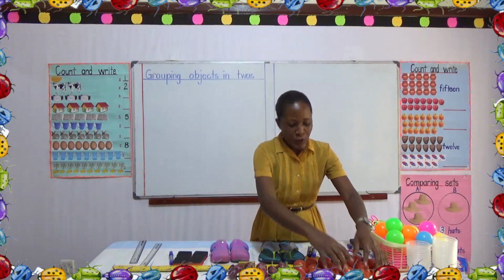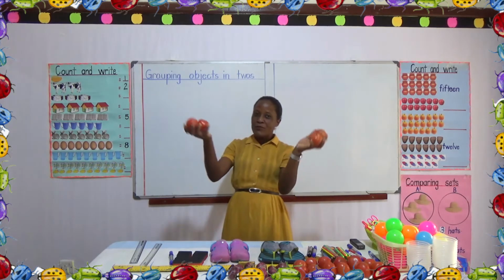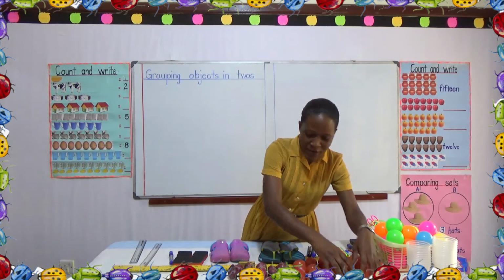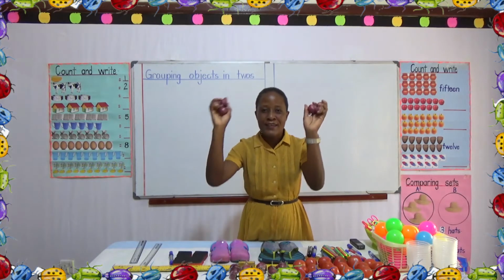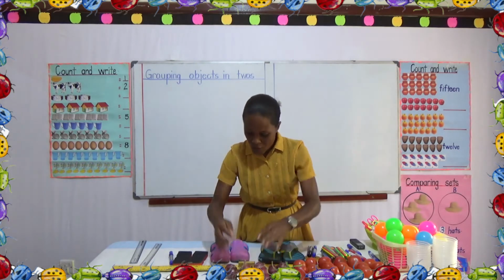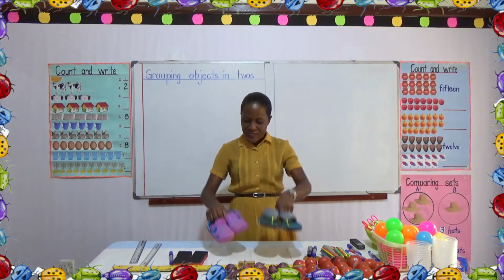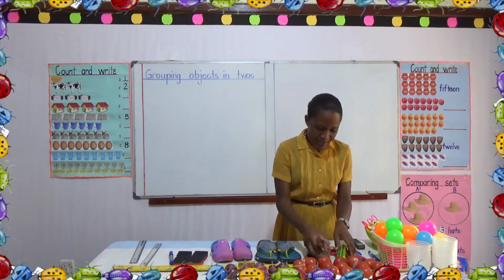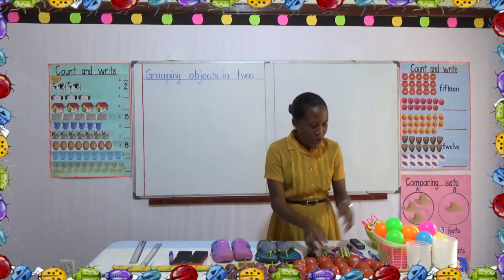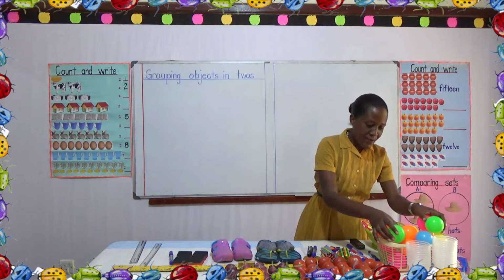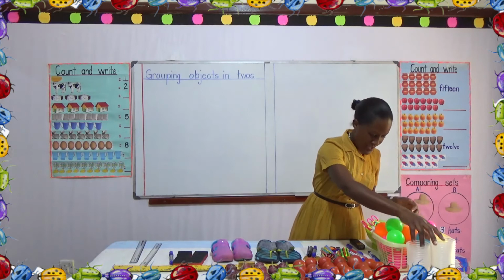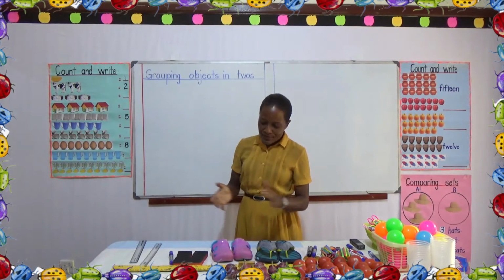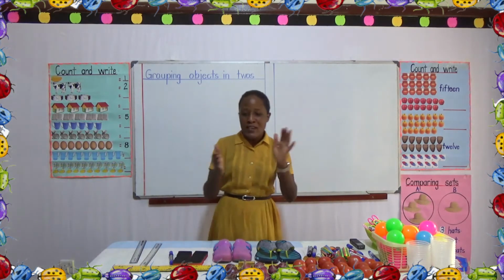I am having tomatoes. You all know tomatoes. We get them from the market, you know. Then we have some onions here, so many. We have some sandals to use. We have our counting sticks, plus some more counting sticks. We have balls. We have tins. We have markers and so many things. So, we are here to group objects in twos.